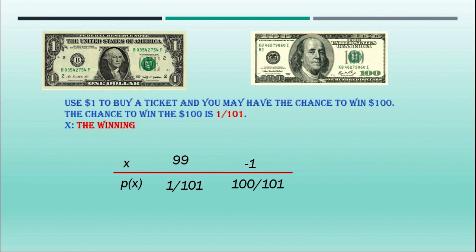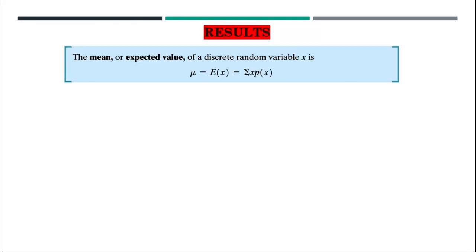Now, you may be interested in whether the customers will expect to win or lose for this game, how much they will win or lose for this game. So we'll move on to the definitions. Firstly, the mean of a discrete random variable is also called an expected value. The notation is mu or E(X). It equals the summation of all the x values times the corresponding probabilities.